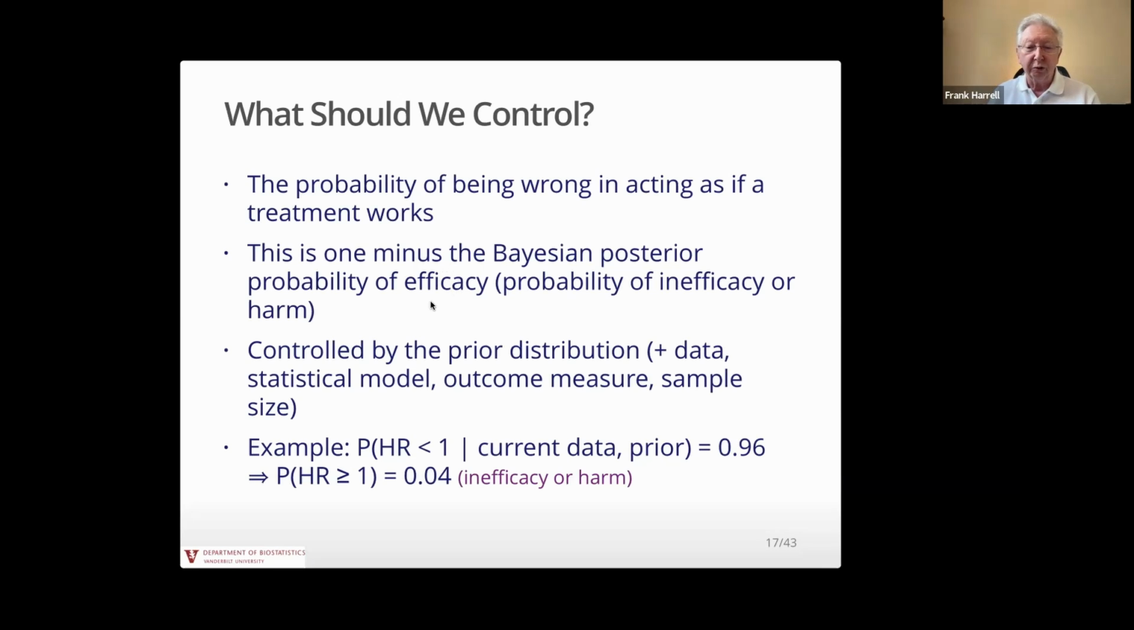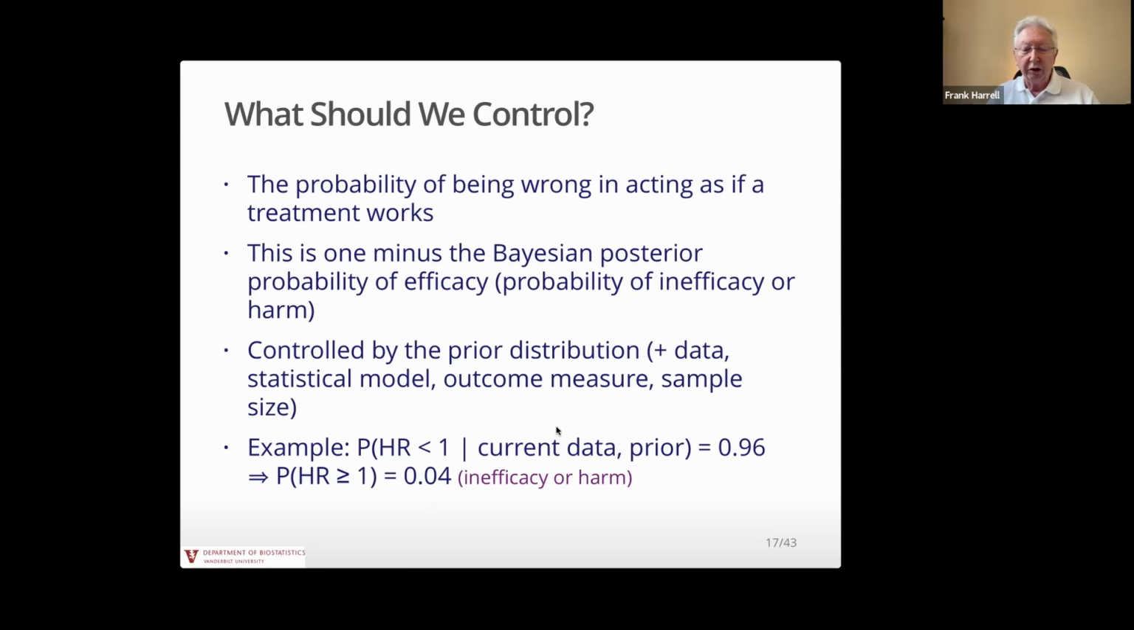That is completely unrelated to alpha in the traditional statistical world. So the way you control the probability of a decision error is controlled by the prior distribution and the data and the statistical model, the outcome measure you choose, and your sample size, and probably some other things I haven't listed there. So for example, in the Bayesian world, you may say, we're going to look at time until death, and we're going to summarize that with a hazard ratio. We might calculate the probability that the hazard ratio is in the right direction. It's less than 1 for the new treatment, given the current data and given the prior distribution. And if that probability that the drug benefits mortality is 0.96, that means the probability that the hazard ratio is in the wrong direction is by definition 0.04.